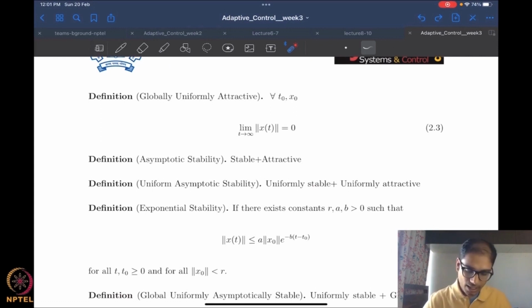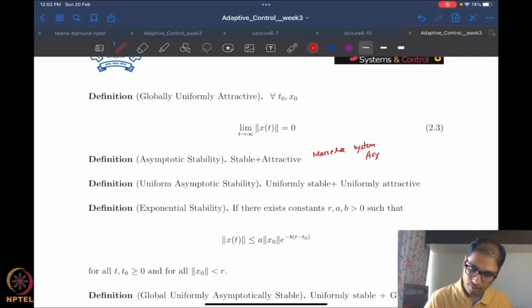So let's look at asymptotic stability. What is asymptotic stability? It is simply combining stability and attractivity. We already know, for example, about the Massera system, that it is stable. We already know that it is attractive. Therefore, the Massera system is asymptotically stable.